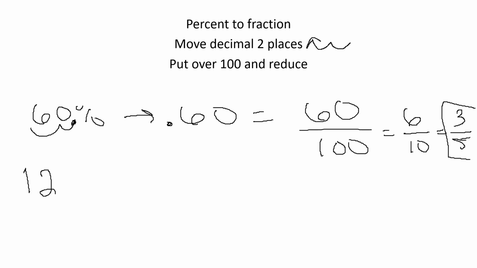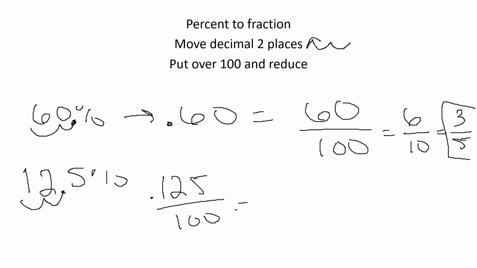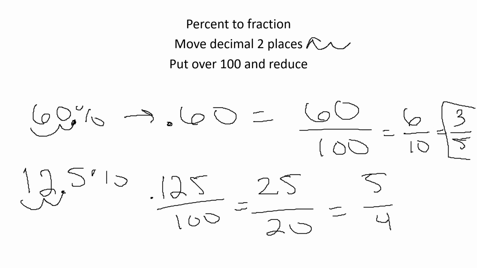Let's say I give you 12.5%. I'm going to move my decimal 2 places, 1, 2. That gives me 125. I'm going to put 125 over 100 and reduce. Okay, so 125 over 100, they can both be divided by 5, which gives you 25 over 20. Those can both be divided by 5, which gives me 5 over 4, and you can leave this as an improper fraction. So to convert a percent to a fraction, move your decimal 2 places to the left, put it over 100, and reduce, and that's it.